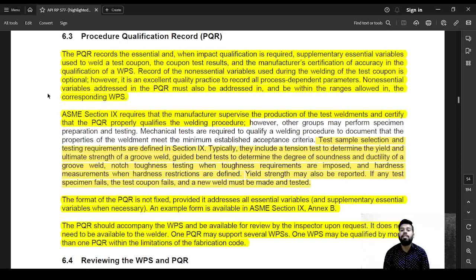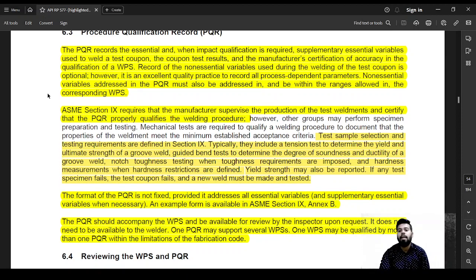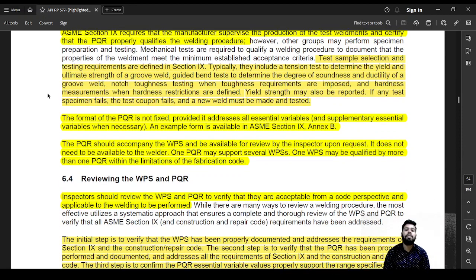Non-essential variables addressed in the PQR must also be addressed in the WPS, within the ranges allowed. ASME Section 9 requires that the manufacturer supervise the production of the test weldments and certify that the PQR properly qualifies the welding procedure. The test sample selection and the testing requirements are defined in ASME Section 9.